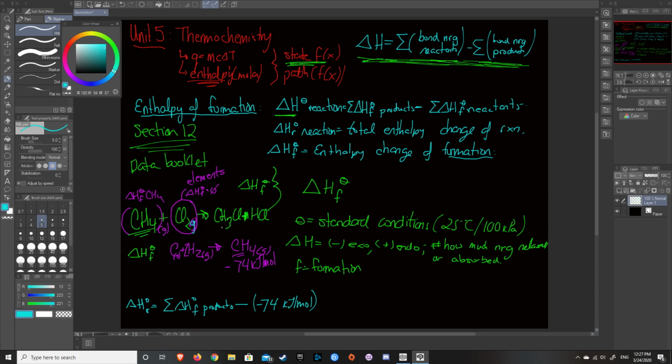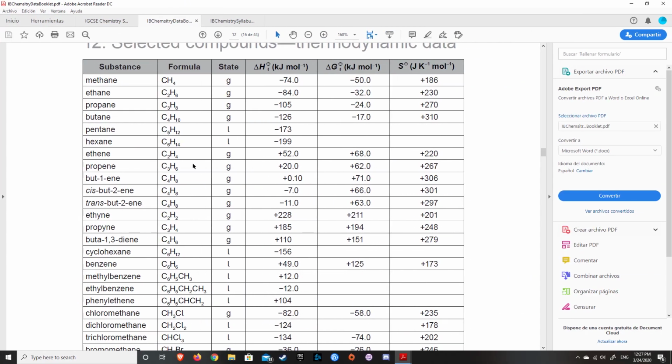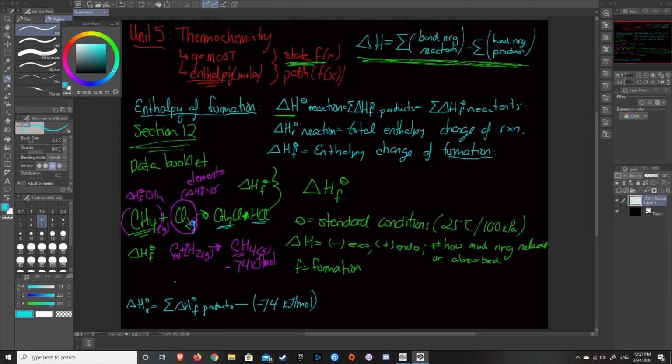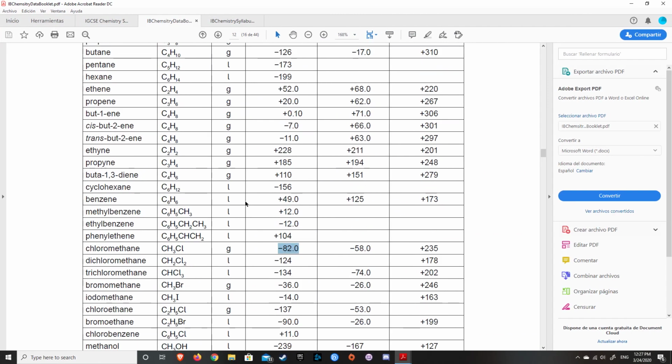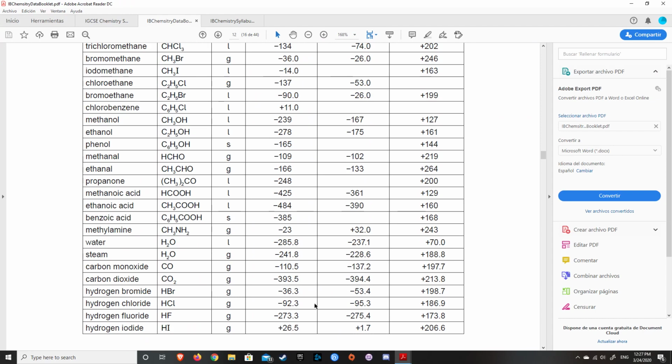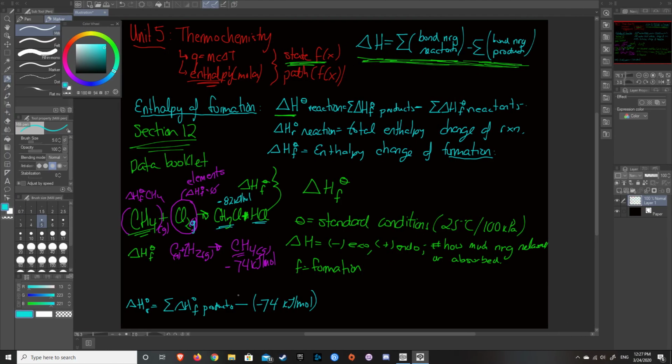So okay, let's hope this is in the table. The delta H of formation of CH3Cl, chloromethane, and hydrochloric acid. So let's see. Chloromethane right here, negative 82 kilojoules per mole. And let's see if HCl is in here too. Maybe we'll be lucky. HCl, negative 92.3. So that's negative 92.3 kilojoules per mole.